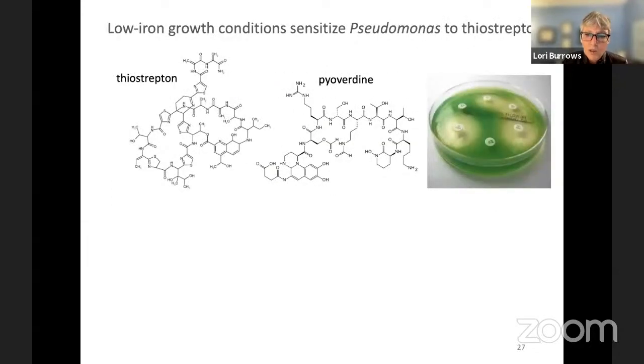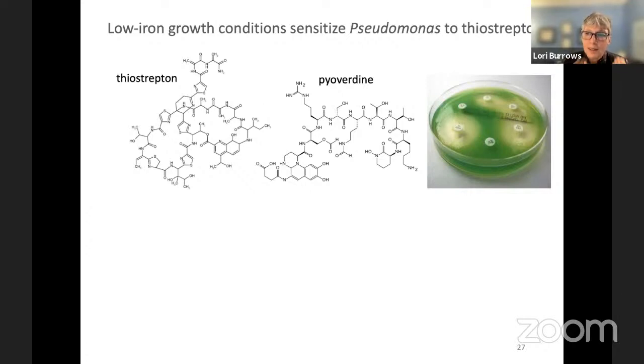So while we were trying to figure out how this compound was getting into Pseudomonas, we realized through a series of experiments that are too long to tell you about today, that when we grow Pseudomonas in low iron, that will increase its susceptibility to Thiostrepton. And so that gave us a clue that maybe Thiostrepton was sneaking in through iron transporters rather than peptide transporters. So Pseudomonas makes this molecule called pyoverdin, which I'm showing you the structure of here. And that's what gives it this crazy green color when you grow it on media that has low iron.